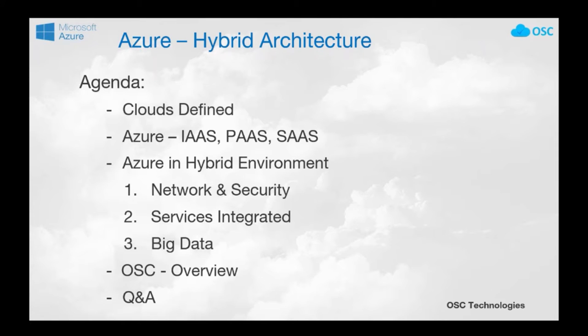The agenda today is we're going to do a little architecture overview of, in general, what Azure is, the IaaS, the PaaS, and the SaaS, some differentiators of Azure, and then we're going to have Julian take over, and he's going to break out into network and security, services, and big data. Then I'll do a little overview of OSC, and if there's time, we'll do some Q&A.